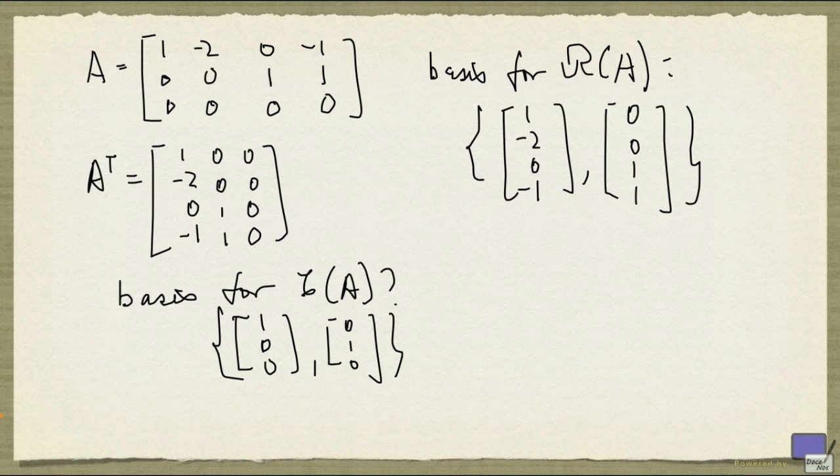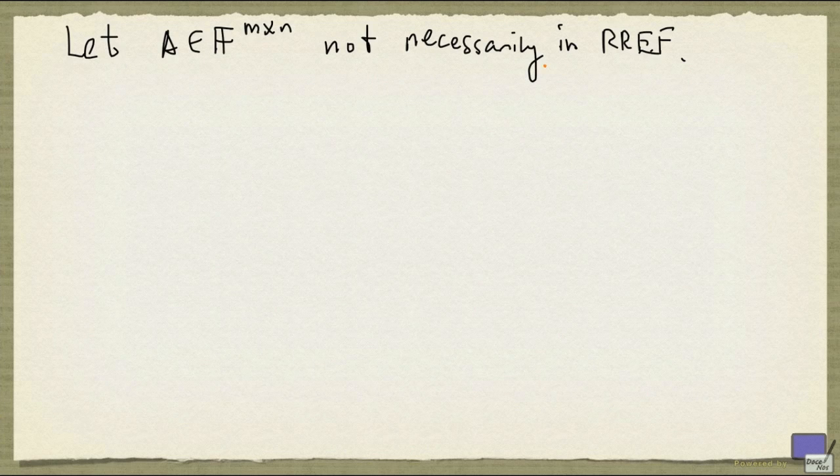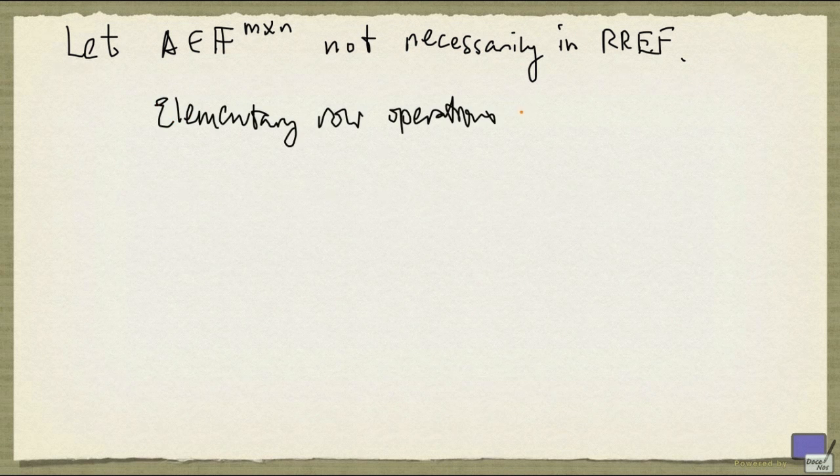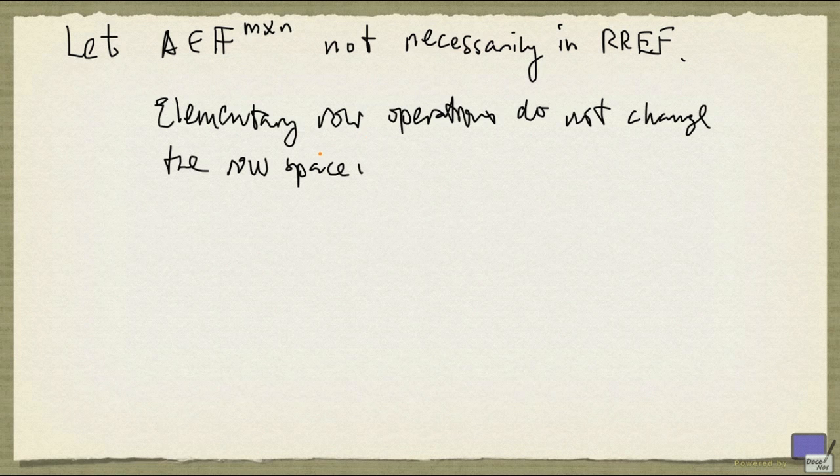So let's look at the case when the matrix A is not in reduced row echelon form. Let A be an n by n matrix, not necessarily in reduced row echelon form. Now the key to find a basis for the row space of A is the following. Elementary row operations do not change the row space. What that means is, if I transform A to a matrix R using elementary row operations, then the row space of A and the row space of R are identical.